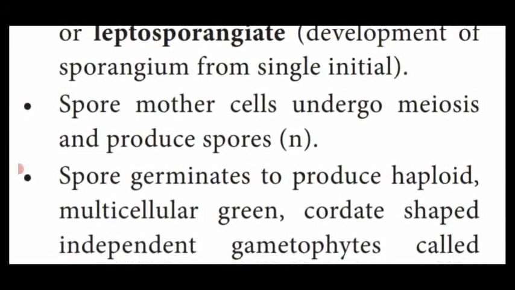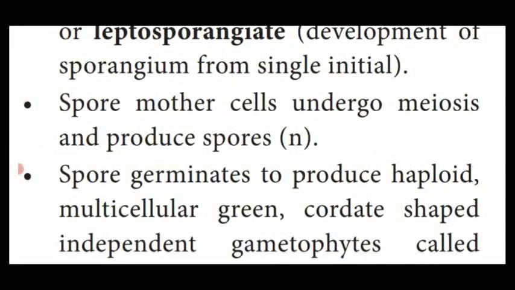Next, the spore mother cell, which afterwards produces the spores, undergoes meiotic cell division to produce haploid spores. At this point, dear students, you have to note that the plant body of the pteridophyte is the sporophyte, which is diploid in condition with a 2n number of chromosomes. Up to this spore mother cell, the plant body is diploid.